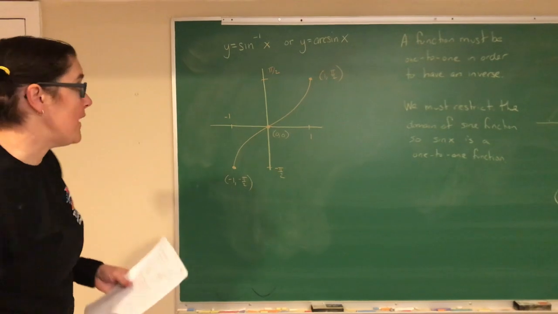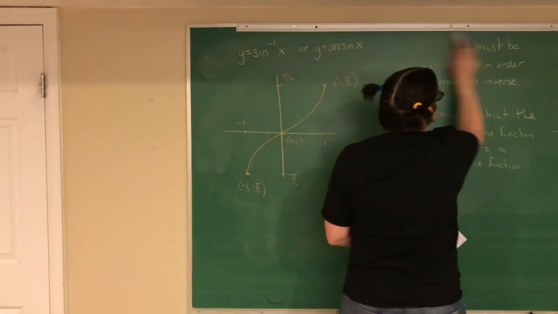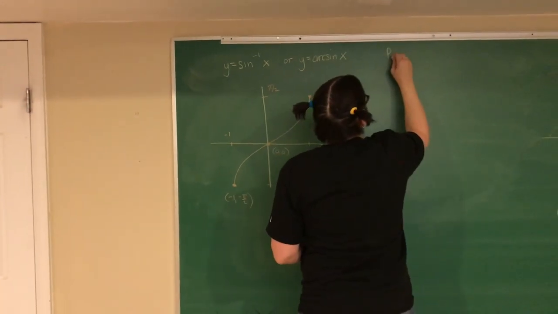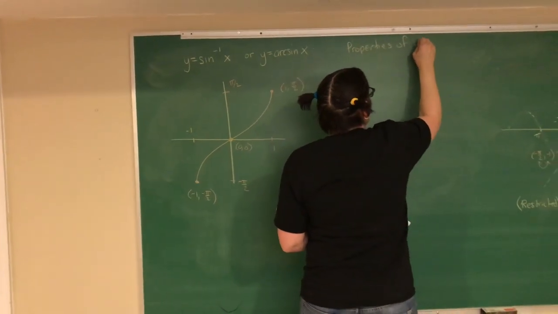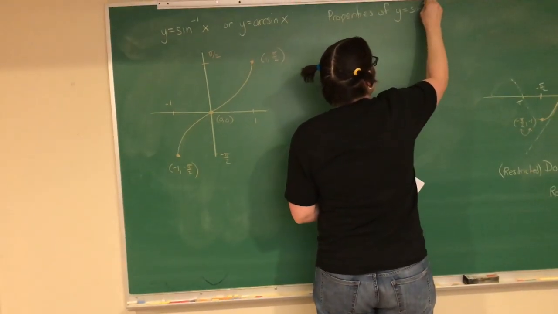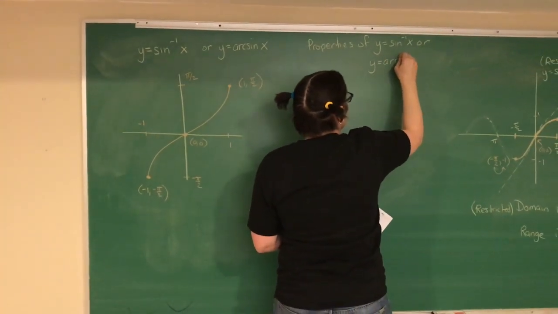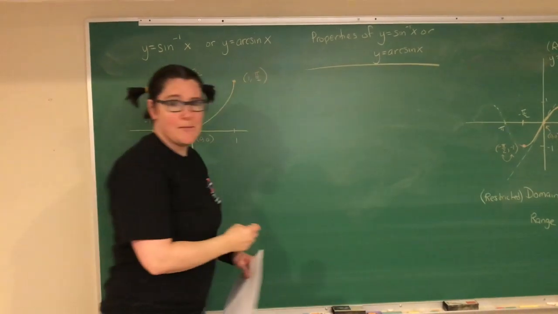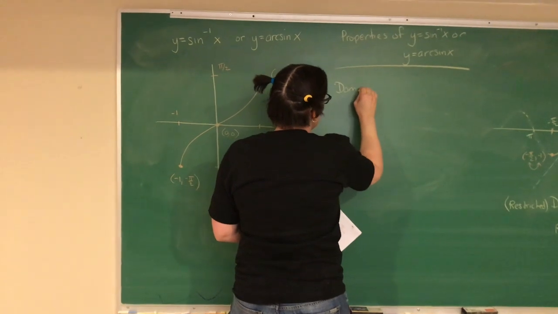Okay, so let's write down some properties of this function. I guess we'll do it in the middle here. Properties of y equals inverse sine of x, or y equals arcsine of x. The most important properties for most functions are the domain and the range, so we'll start there.